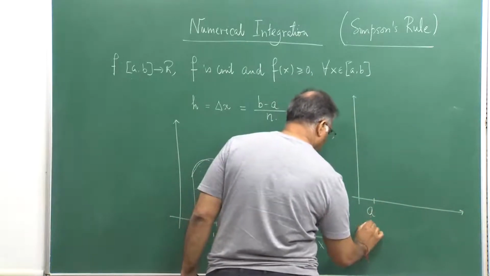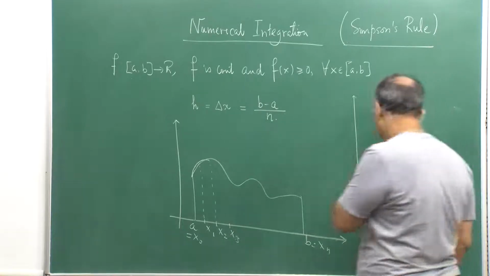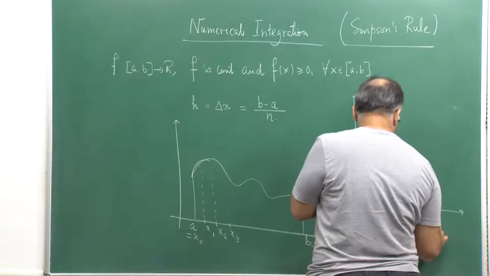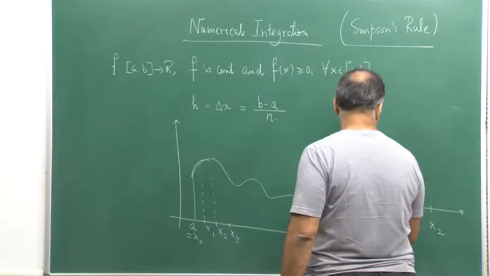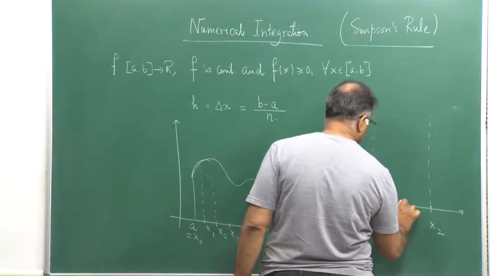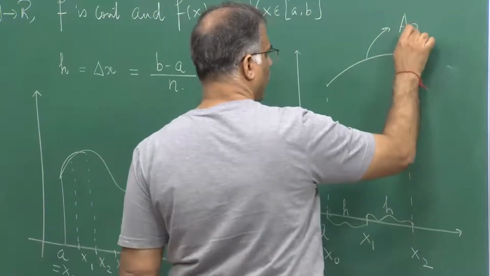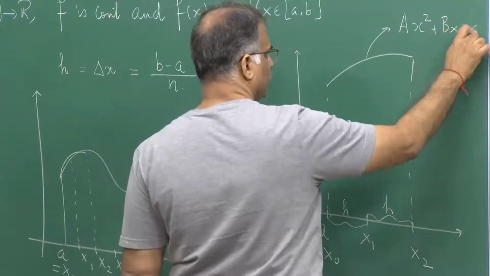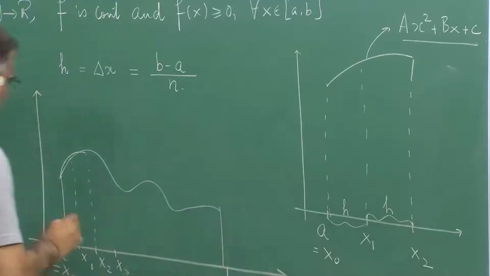Here is my a equal to x0, and this is my x2 with x1 here. This length is h and this length is h. Here is your quadratic function, which is of the form ax square plus bx plus c. Essentially you want to find this area.